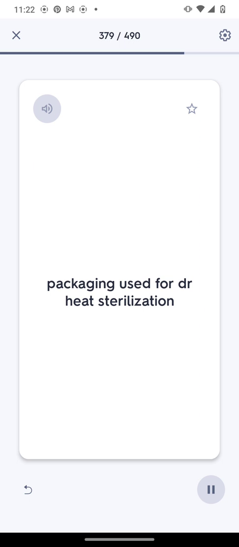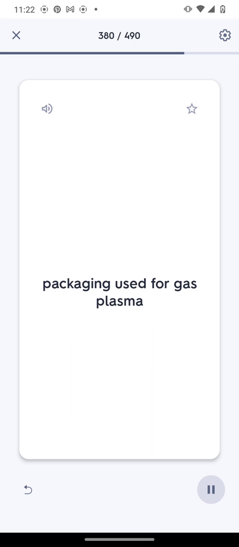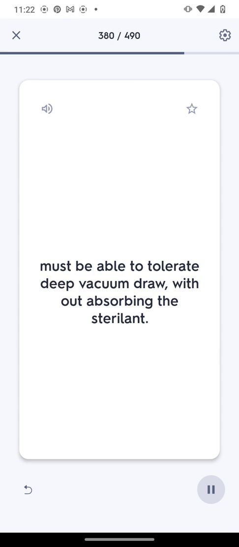Packaging used for dry heat sterilization must be able to tolerate 2 to 3 hours of 320 to 400 degrees. Packaging used for gas plasma must be able to tolerate deep vacuum draw without absorbing the sterilant.